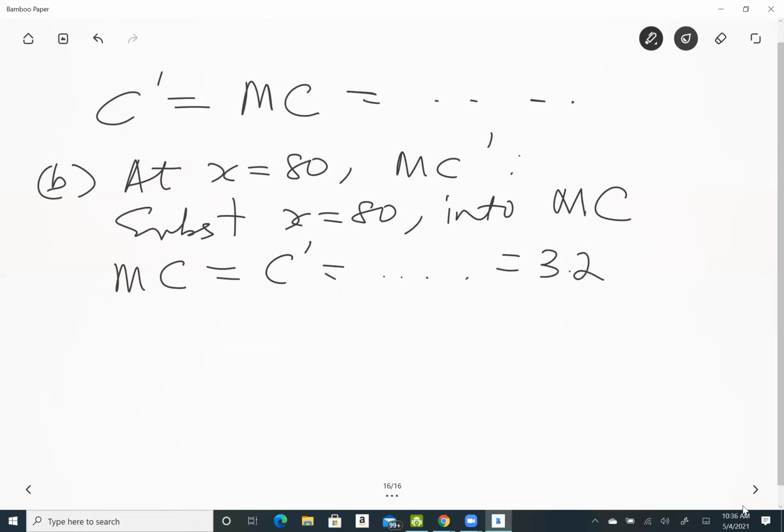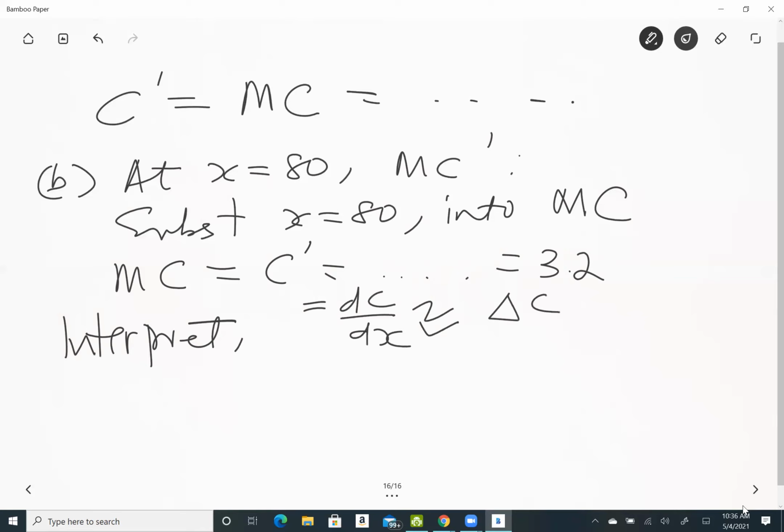Now, interpret. The interpretation will be just similar to what we were doing for the revenue. So again, this MC, C prime, what is it? It's dC/dx. When you interpret, you make use of delta C over delta x. We are talking about per unit. So now, interpret. Anybody who can do that? If you got it wrong, that's fine. Describe it.